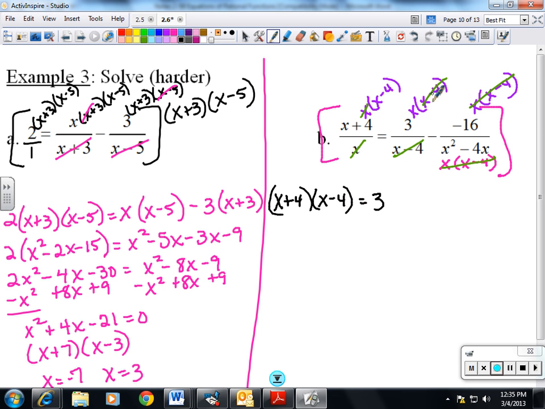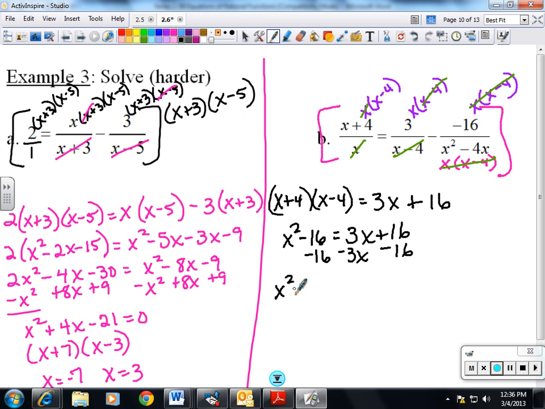equals 3. The x minus 4's are gone, so x minus a negative. Now minus a negative is the same as plus 16. So that's x squared plus 4x minus 4x, so minus 16. Because that cancels. I move my 16 over and my 3x. So it would be x squared minus 3x. What was that? Is that 32? Yeah.